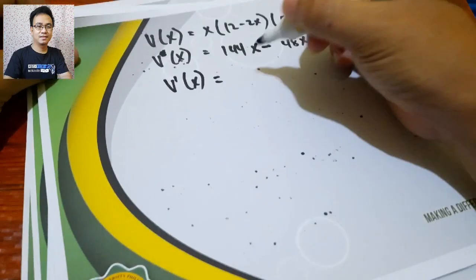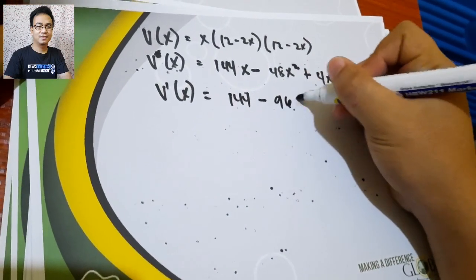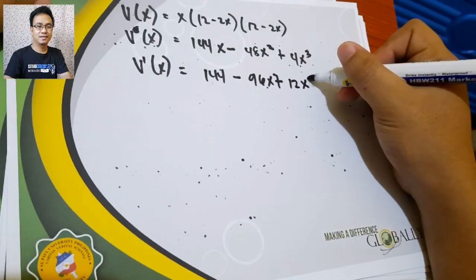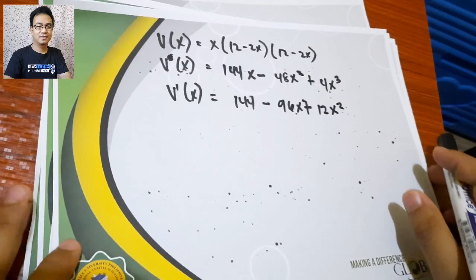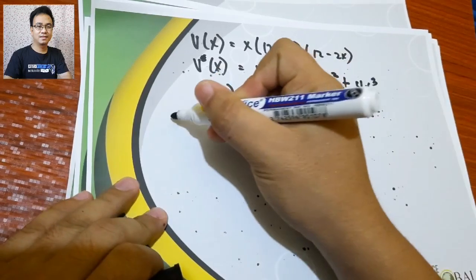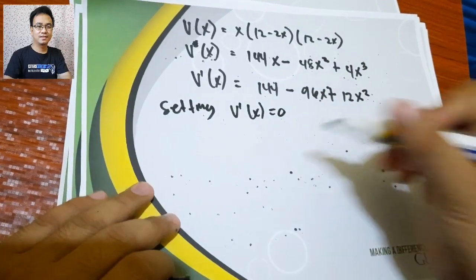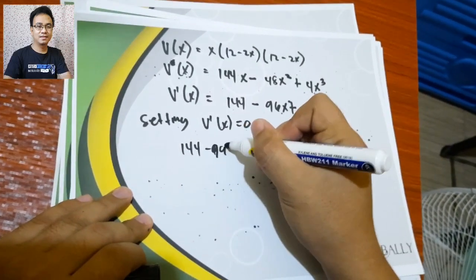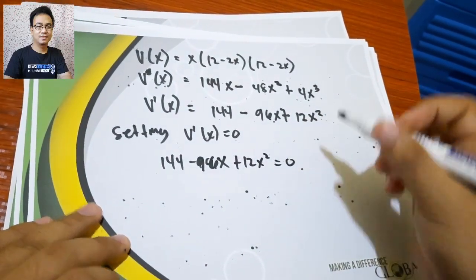And after that, we find our first derivative. Our first derivative will then be equal to 144 minus 96x plus 12x squared. That's our first derivative. Okay. We know that in finding the critical value, we need to let our first derivative be equal to 0. So setting v prime of x equal to 0, we have 144 minus 96x plus 12x squared equals 0.